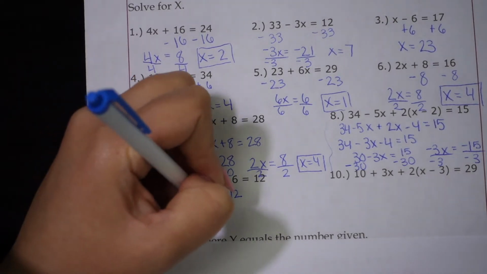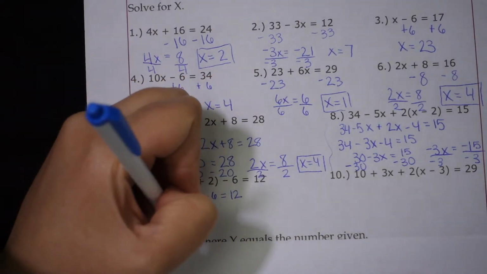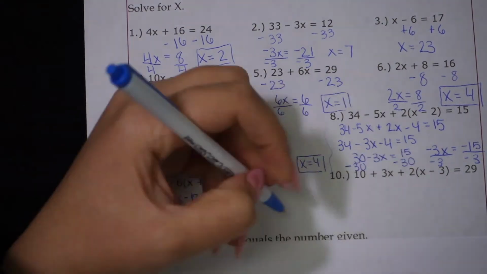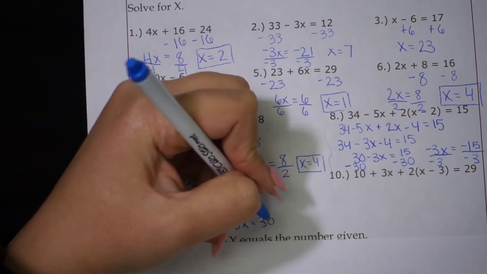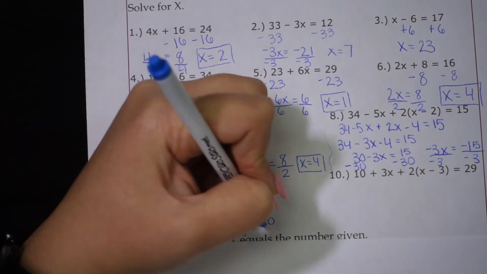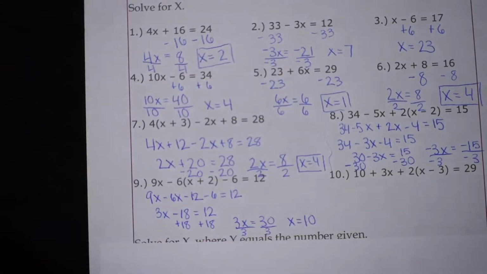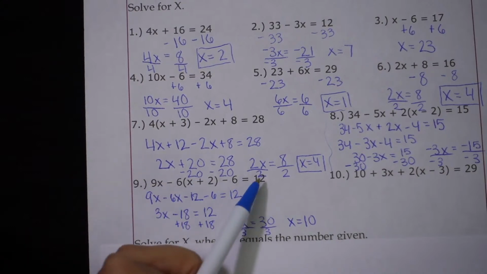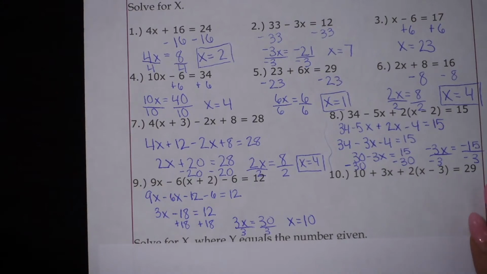And this is equal to 12. Now what do we do? We go ahead and add 18 to both sides, and we get 3x is equal to 30. Divide by 3, we get a value of 10 for x. So now when we take 10 and plug it back into this equation, we should get an answer of 12 right here.